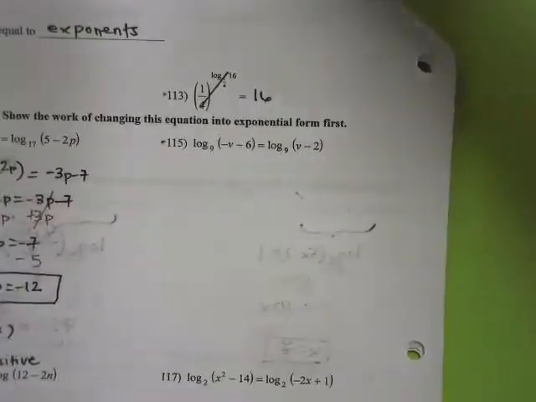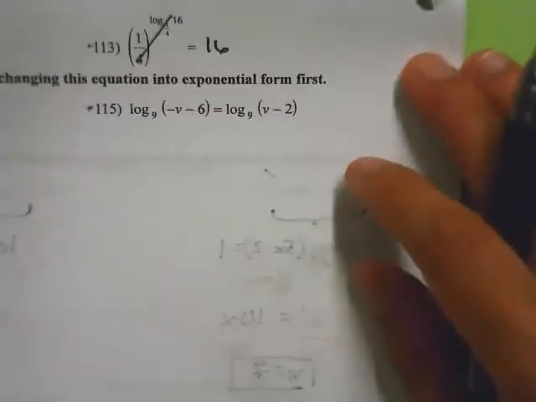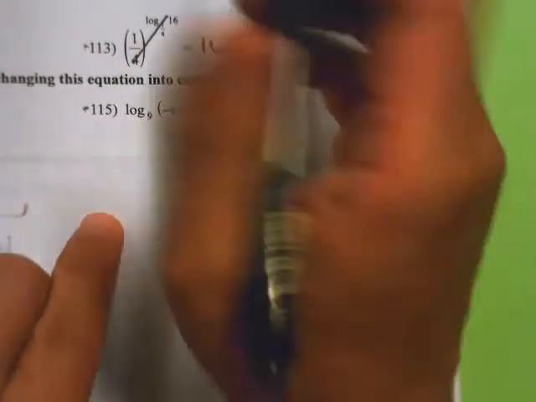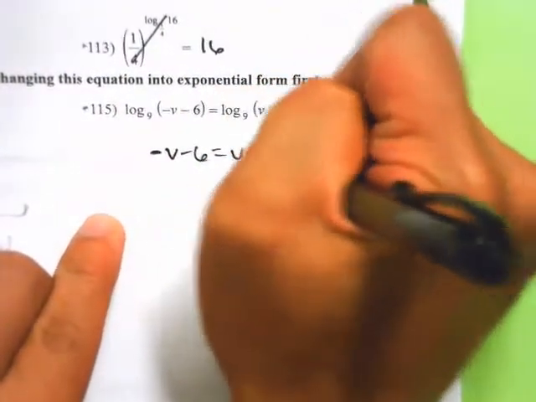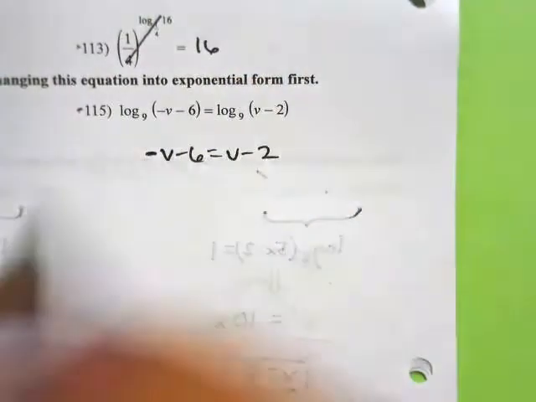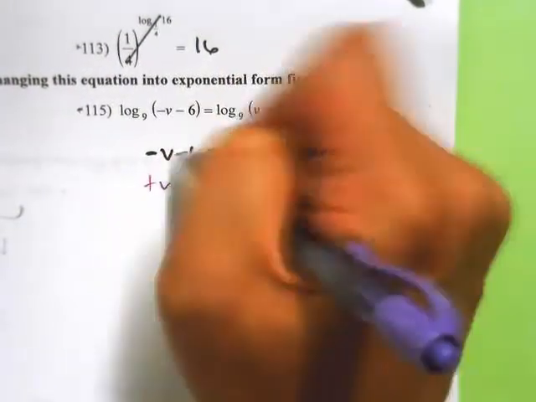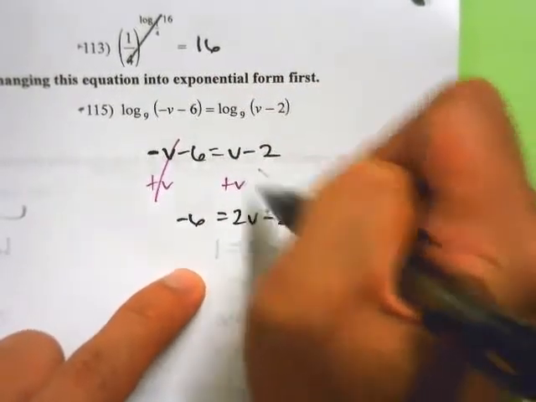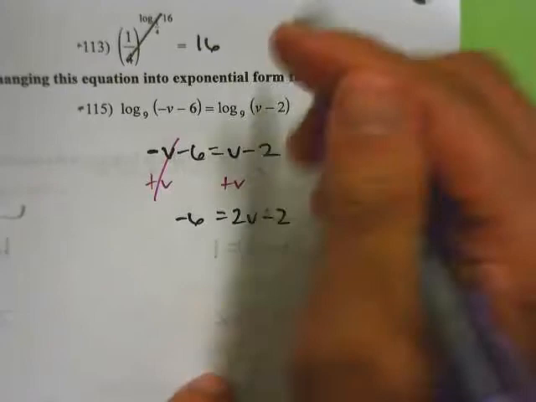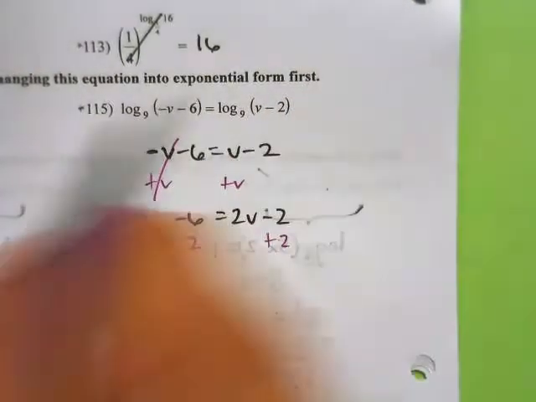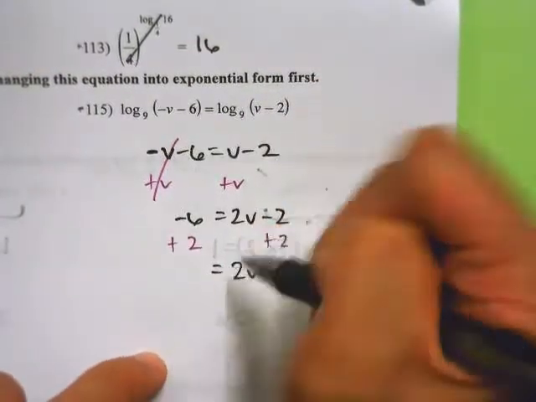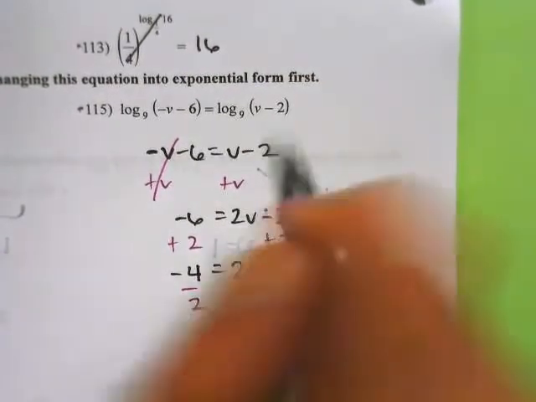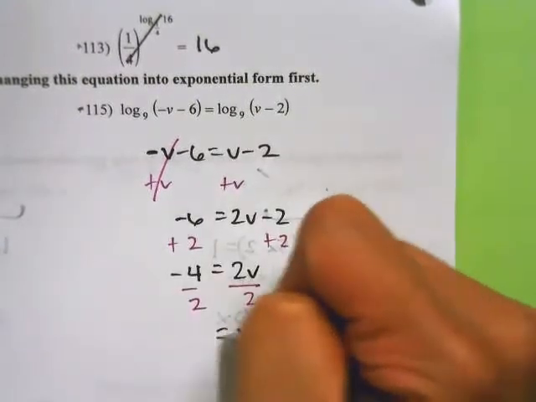Let's do 115. Not really a shortcut, but they have the same base, so let's set the arguments equal to each other. I'm going to add v on this side. Sometimes I put the variables on the left, sometimes on the right. I just want this positive, that's fine. And we're going to add 2 on both sides. 2v is equal to negative 4. Divide by 2. v is equal to negative 2.